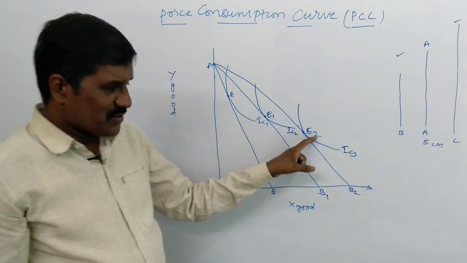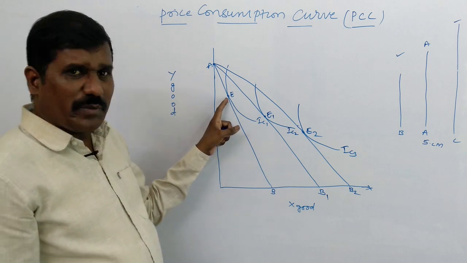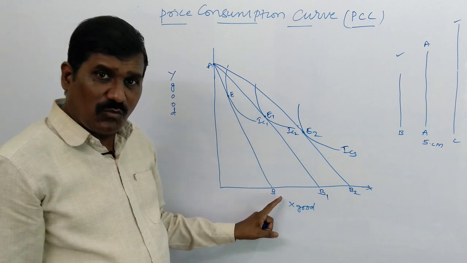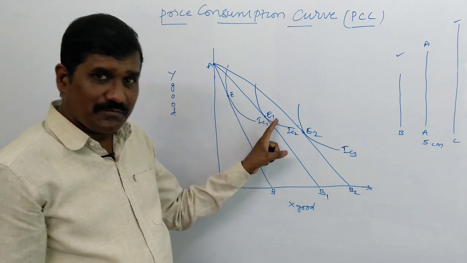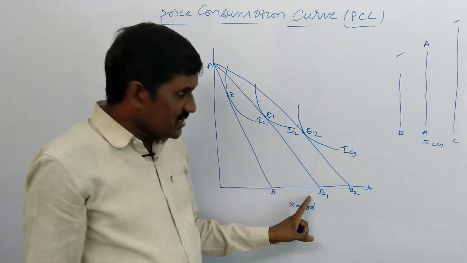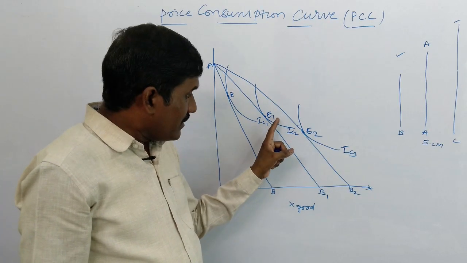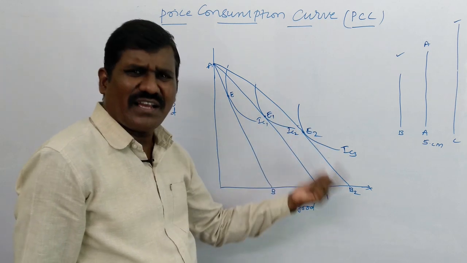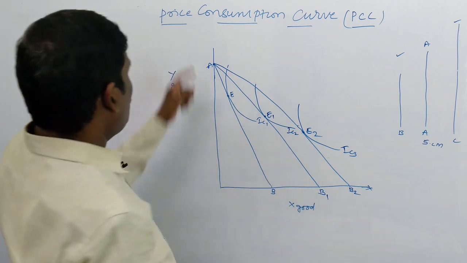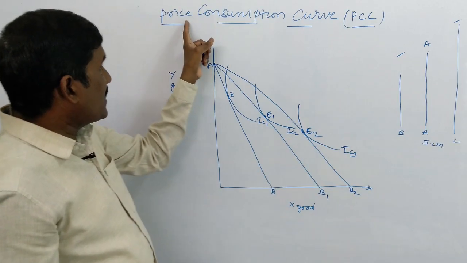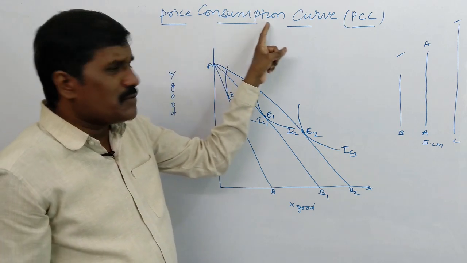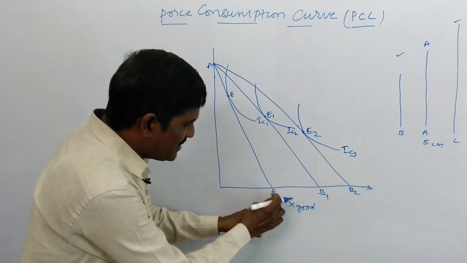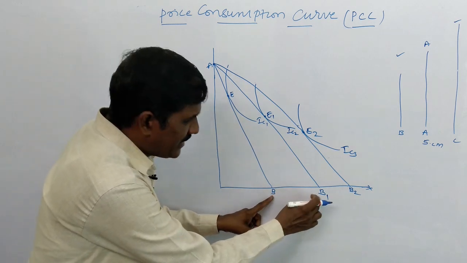E1, E2. At point E will be the equilibrium of the consumer. Then income changes. If he wants to purchase more and more X goods, the equilibrium changes to E1. If the price of X good changes, automatically the equilibrium changes to E2. Okay, what is going on here? If the price changes, automatically the consumption also changes. The price decreases from B to B1 and B1 to B2.